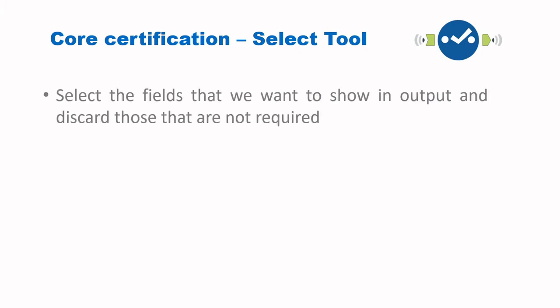Using this select tool, we can select the fields that we want to show in output and discard those that are not required. Meaning, oftentimes we get a lot of data for analysis, and in those data we also find details that are not relevant for our analysis. Using this select tool, we can select only the fields that we require for our analysis and in our output.